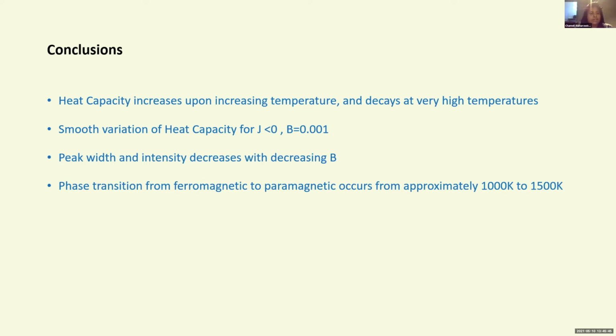We could see that there was a smooth variation of heat capacity for negative spin-spin coupling for B equals 0.001, and also the peak width and intensity decreased with decreased B. And also we could see that the phase transition from ferromagnetic to paramagnetic occurred around 1000 to 1500 Kelvin.